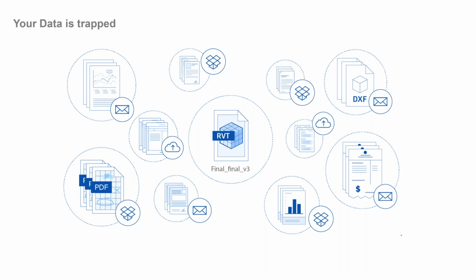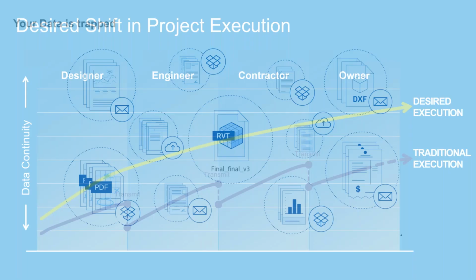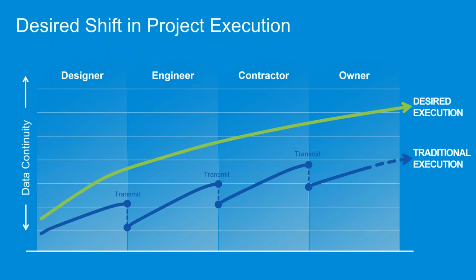So the main issue is that there is no single source of truth. That's where BIM 360 allows you to create that single source of truth in the cloud, acting as a central repository for all your project documents.